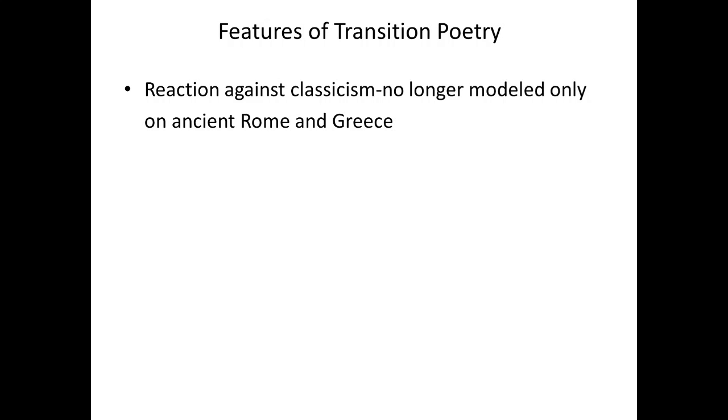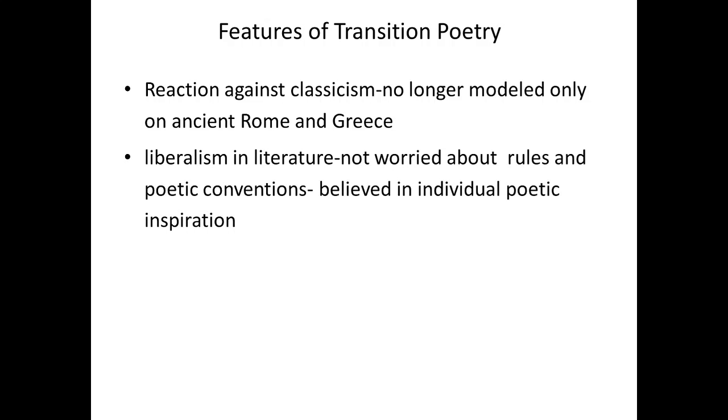If you look at the features of transition poetry, we can see that the transition poets were reacting against the classicists, or they no longer modeled their writing on the writers of ancient Rome and Greece. So they started a kind of liberalism in literature. Liberalism in Kannada means udarate. So they were not sticking to any rules and poetic conventions, but they believed in their individual poetic inspiration.